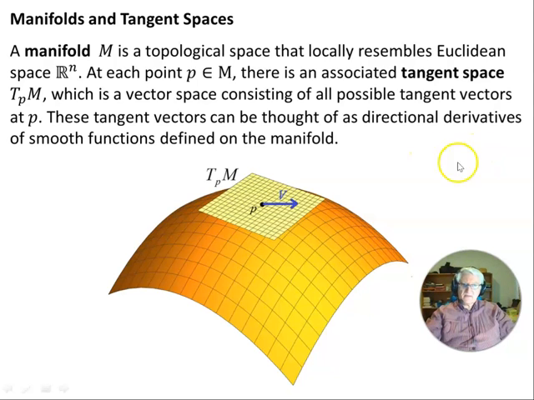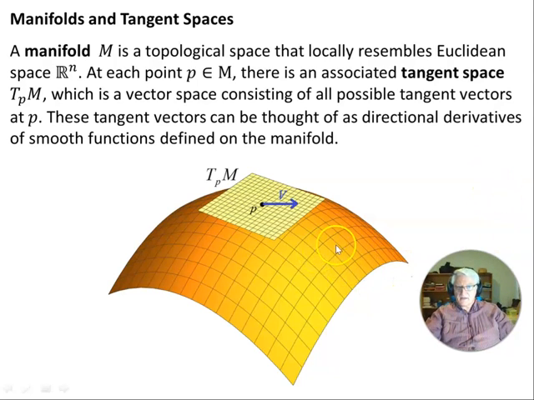I've covered this in previous videos, but for the sake of completeness I'm just going to briefly run over it. So a manifold M is a topological space that locally resembles Euclidean space Rn, depending on what dimension you're in. At each point P belonging to M, there is an associated tangent space, the tangent space to the manifold M at the point P, which is a vector space consisting of all possible tangent vectors at P. Now, these tangent vectors can be thought of as directional derivatives of smooth functions defined on the manifold. And I've covered that in other videos in this series and shown you how they're directional derivatives.